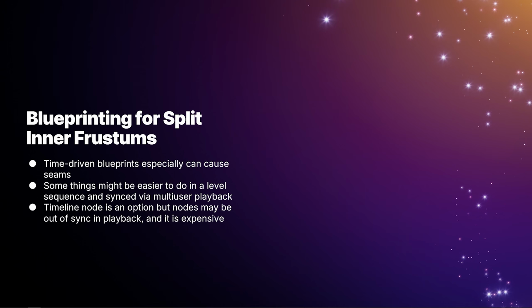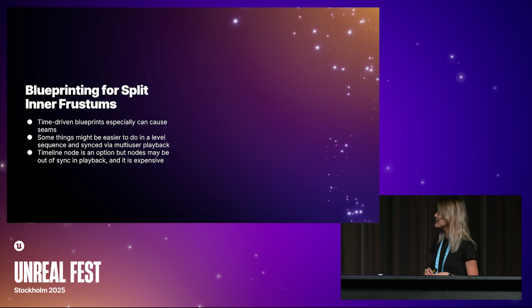So, blueprinting for split inner frustum, I think it's usually the ones that are driven by time that are most likely to have seams in them, where some of them might be slightly off, especially if it's doing something on the transform, like the translation or rotation. Some things might be easier to do using Sequencer if you're trying to do something with very precise timing. But if it's something in the background, just something moving to give it a bit of life, you could do it in a blueprint.